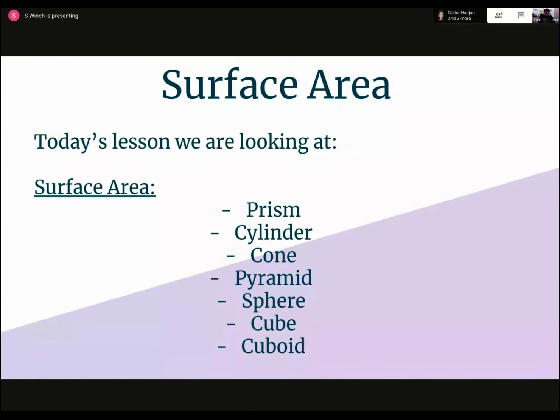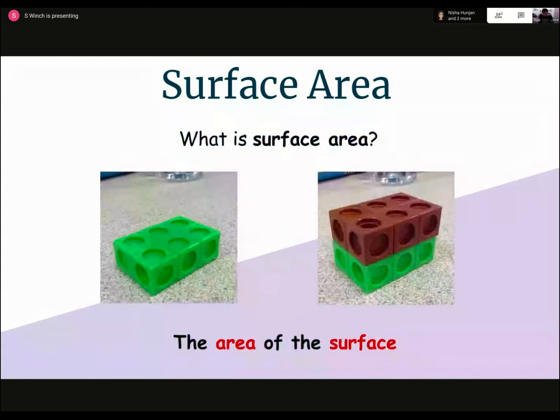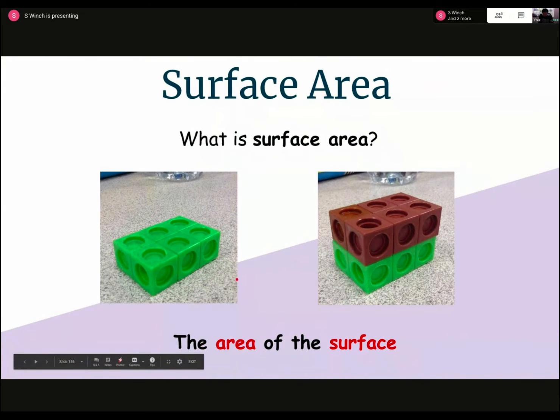Okay. So first of all, what is surface area? I've found this diagram that I think actually plays a key part in describing what surface area is. At the bottom of the page, it says surface area is the area of a surface. So if you just swap these words around, you get a definition of what surface area is. It's the area of a surface.